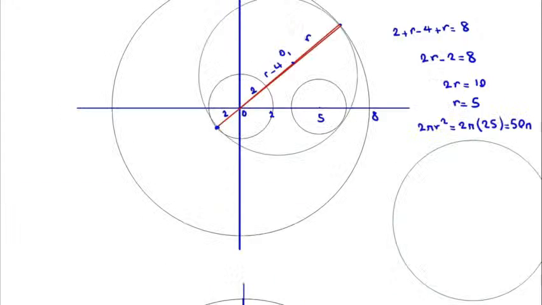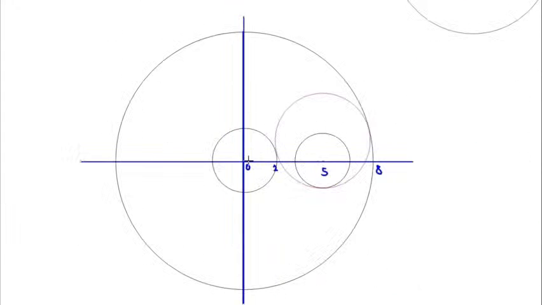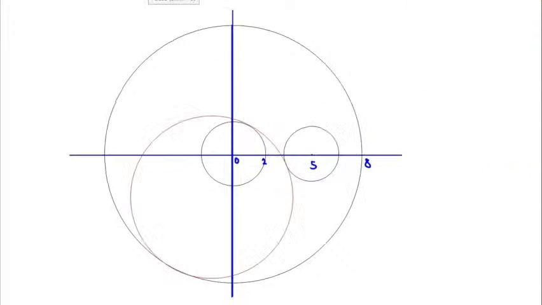Let's focus on the third type. If we want to find again the radius, here will be O1, R1, so 2 plus 2R equal to 8. So R equal to 3. So we have something like this here. So each of them is pi R squared. It will be 2 pi R squared. 9 times 2, 18 pi. It will be the fourth type.